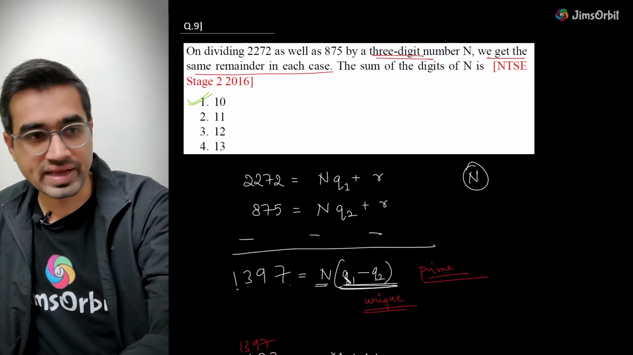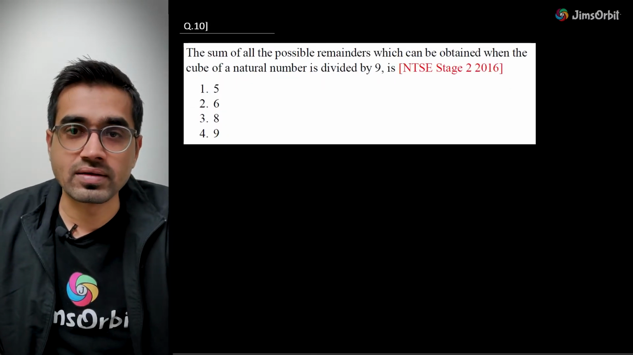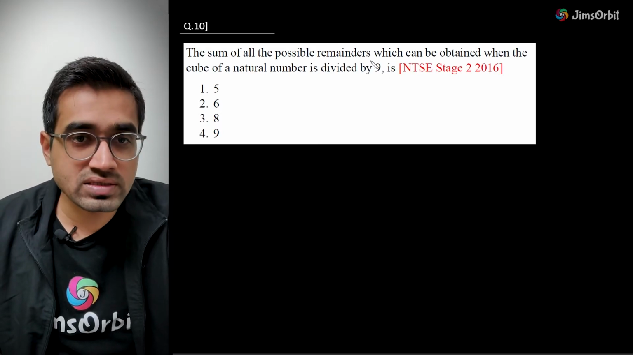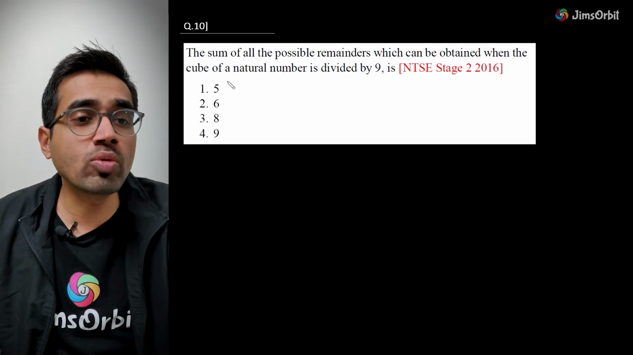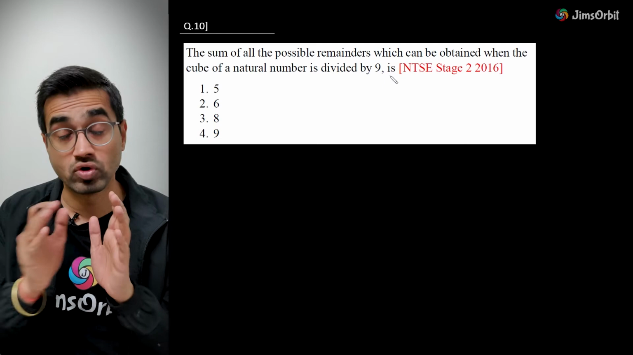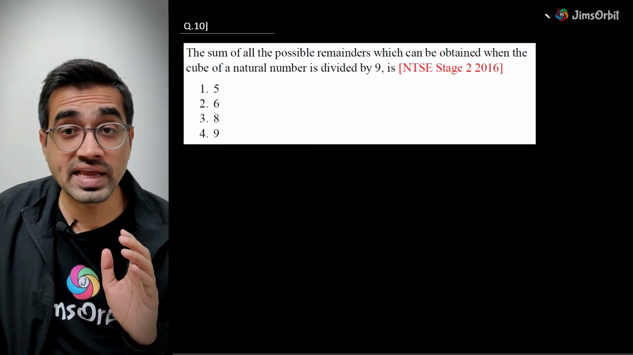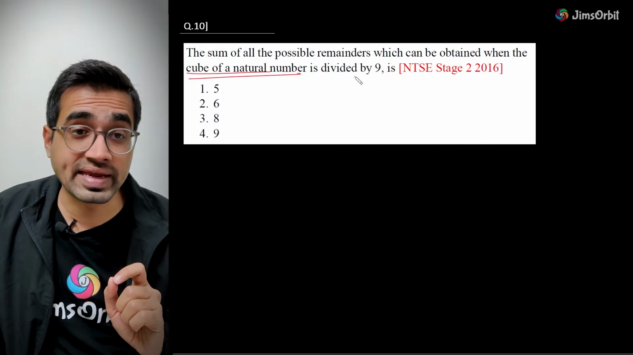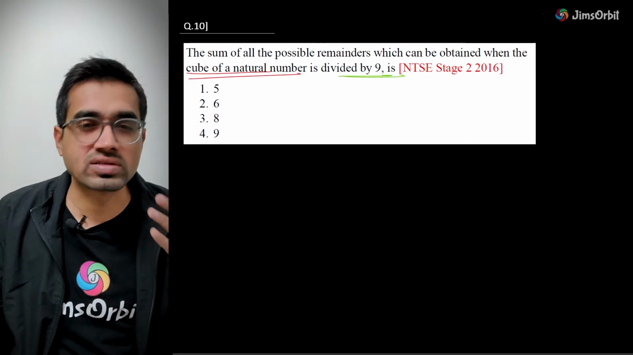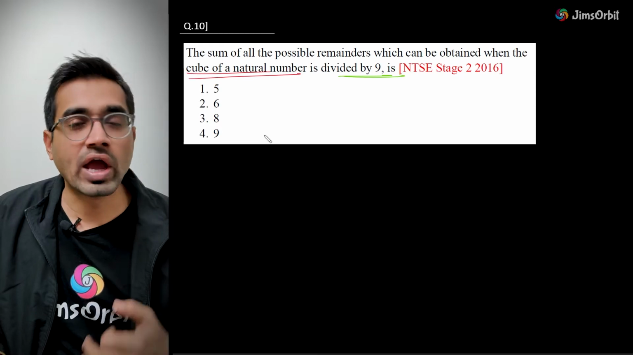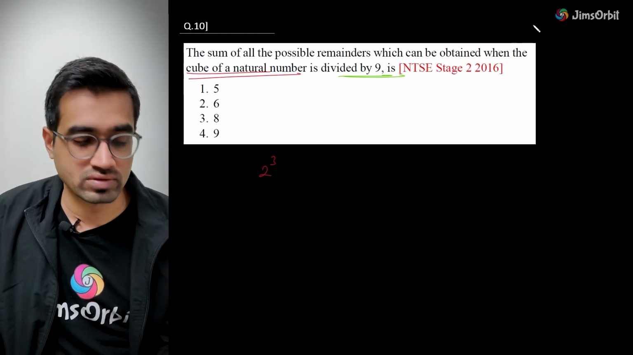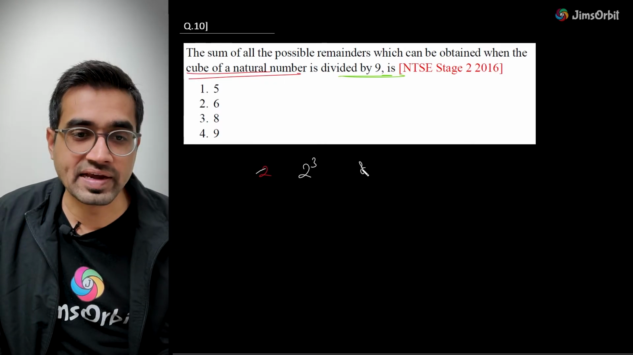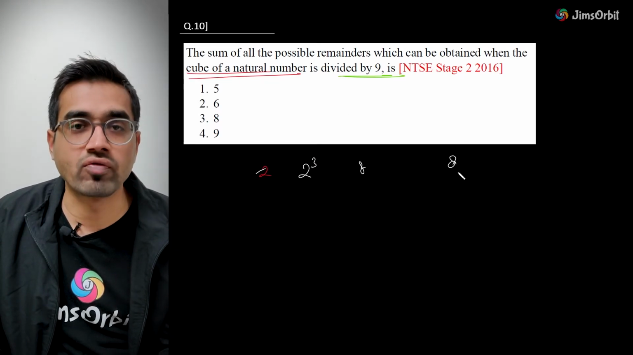Okay. Next, question number 10. What it says: the sum of all the possible remainders which can be obtained when the cube of a natural number is divided by 9. Okay, cube, and division is happening by 9. Just apply a simple normal way. Any natural number, 2 cube, which is 8, divide by 9, the remainder will be 8, of course.